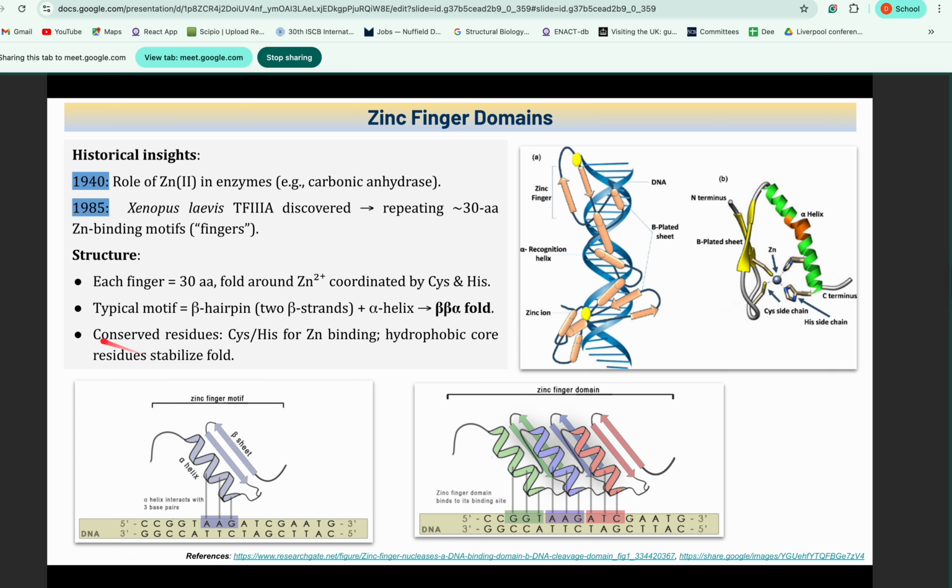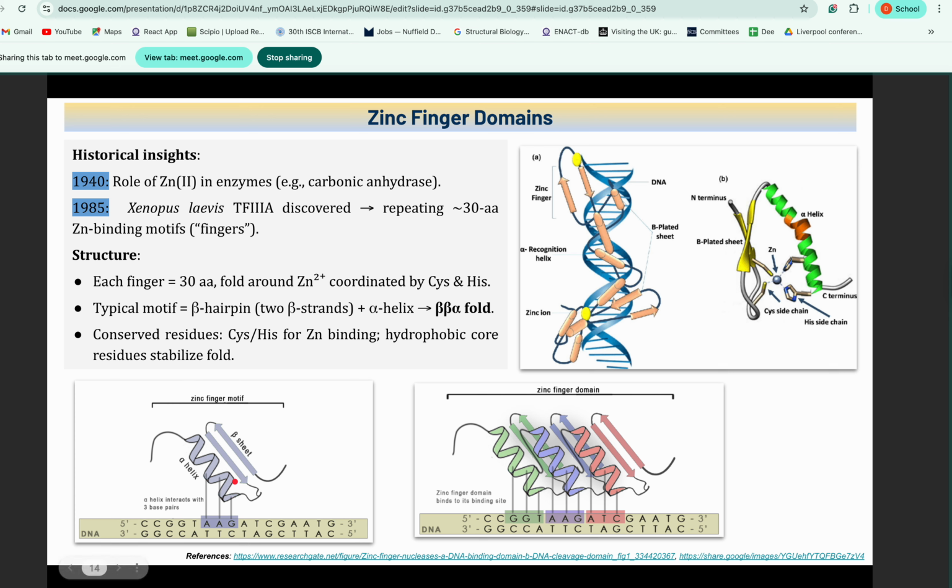One more thing I want to mention is the conserved residues. Conserved residues means the residues which remain fixed. This shows that in different proteins the sequence can change, but they can still form the zinc finger motif. It is not that an alpha helix can only be formed if given amino acids are present. There are multiple amino acids which can give rise to an alpha helical structure. Similarly, different zinc finger motifs can vary in their amino acid composition, but the residues which remain conserved are the cysteine and histidine.